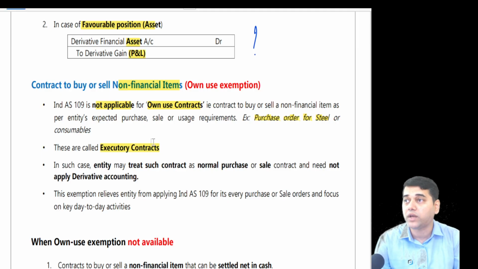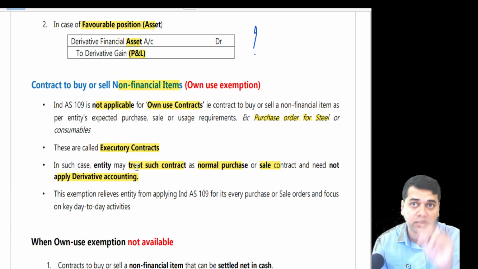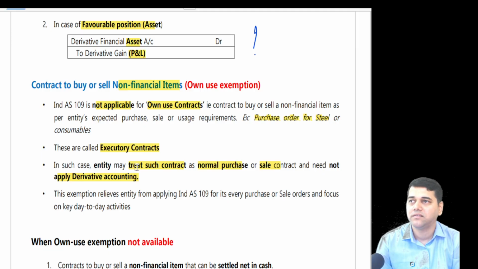Executory contracts are the ones, in Ind AS 37 you are going to discuss, on which both the parties have not performed anything. It is still executory, yet to be executed. Now, in such a case, the entity may treat such a contract as a normal purchase and sale and need not apply derivative accounting. There is one question on this, later we will discuss. So, you ignore it. Followed, no? This exemption relieves the entity from applying 109 on every purchase and sale in day-to-day activities.